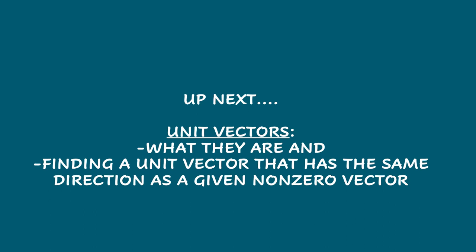Up next, we're going to take a look at unit vectors, what they are, and how we can find a unit vector that has the same direction as a given non-zero vector.